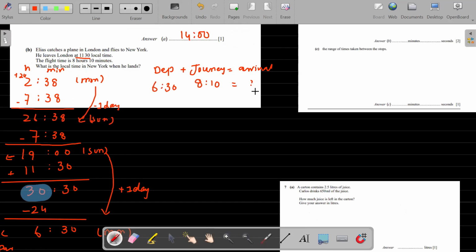Okay, now I need to calculate my arrival time. To calculate my arrival time, I'm simply going to add them up. By adding them up, I will be doing 8:10 and 6:30. It is 40 and 14. So 14:40 is my arrival time. Local time in New York. New York arrival time.